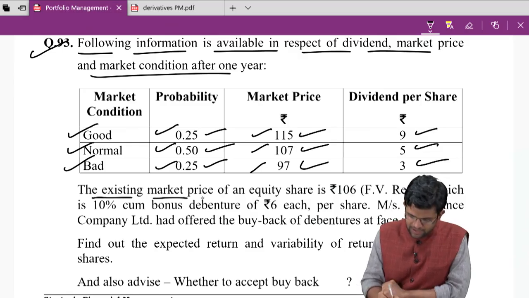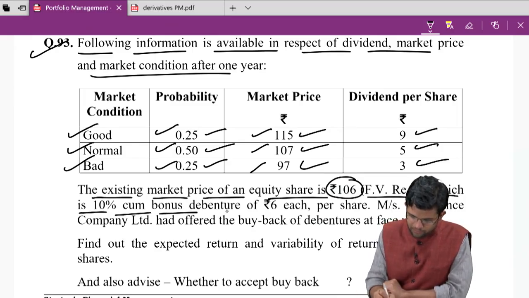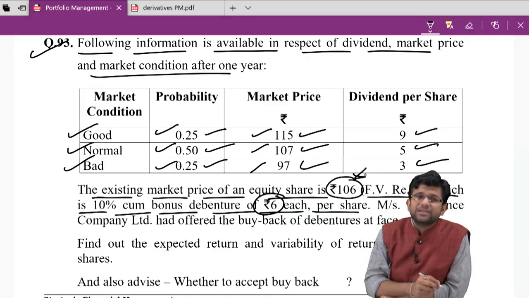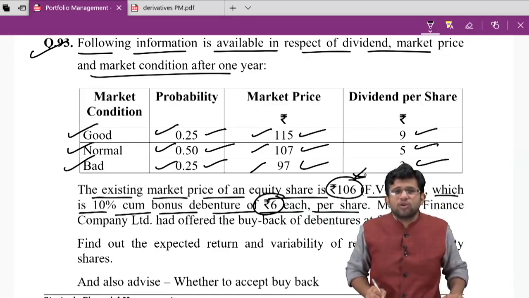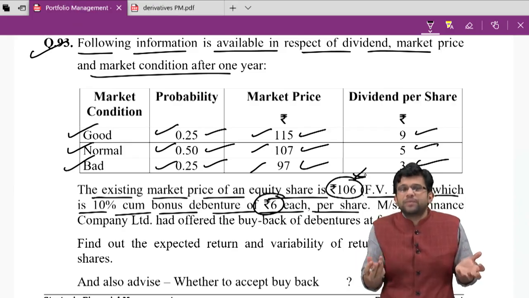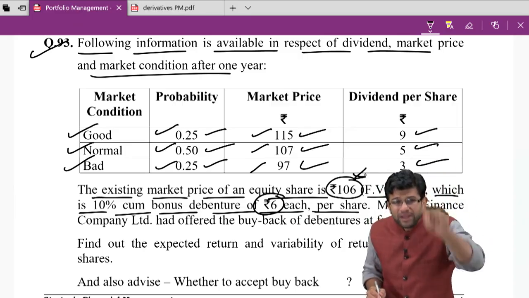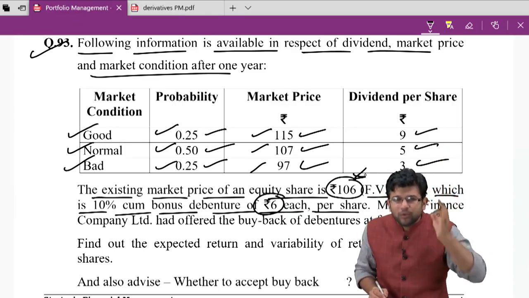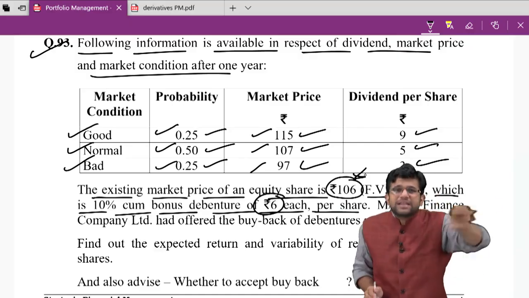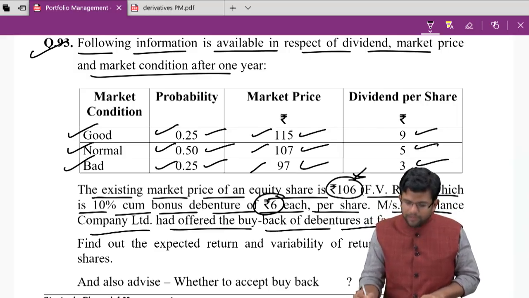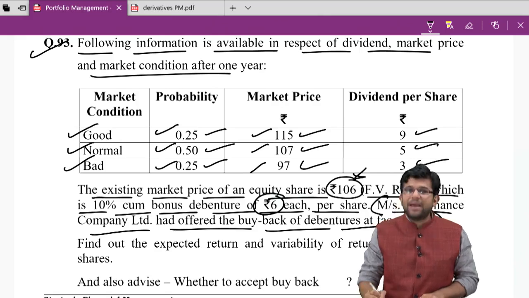Yes, the existing market price of an equity share is 106, face value is 1, which is 10% cum bonus debenture of 6 each per share, which means they're saying that in this equity share there is also an embedded debenture. If you pay 106, you are getting not only an equity share but also a 6 rupees worth debenture. Can I say, as far as equity share is concerned, the P0 that I will take, today's market price, won't be 106, it will be purely 100 only, the value of the share alone. 6 rupees is the value of the debenture, correct? X Finance Company has offered the buyback of debentures at face value. Students, regarding this buyback, I'll explain later.